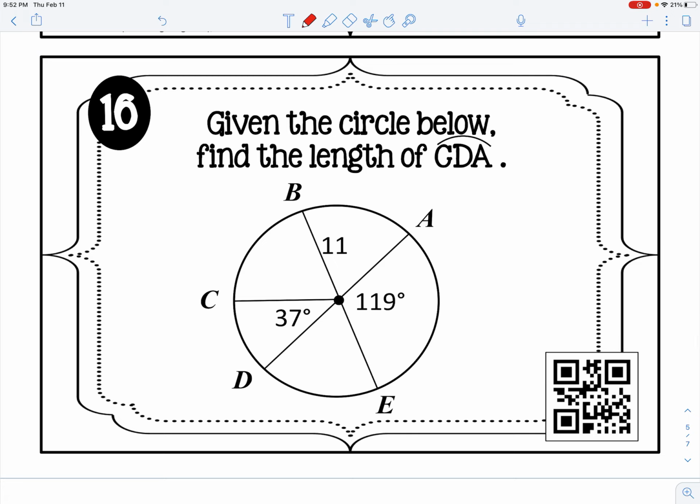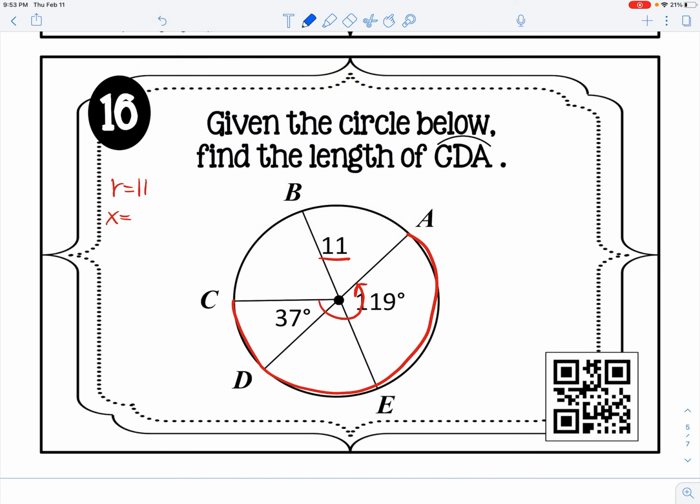Let's do this next one. Okay. So CDA is what we're looking for. C to D, around here to A. There's our radius. So now we just need our angle. So the angle we're looking for is this whole thing right here.